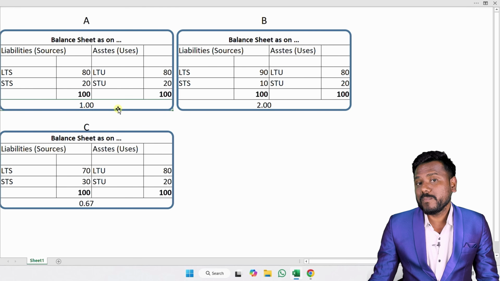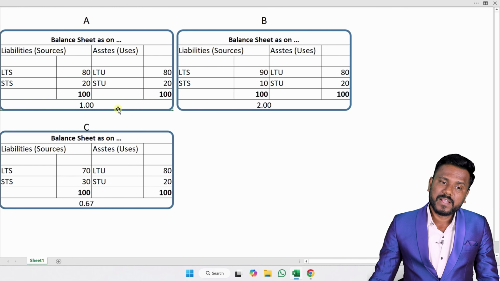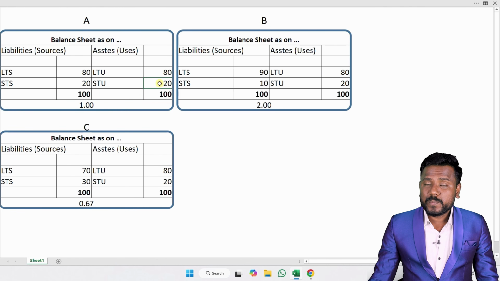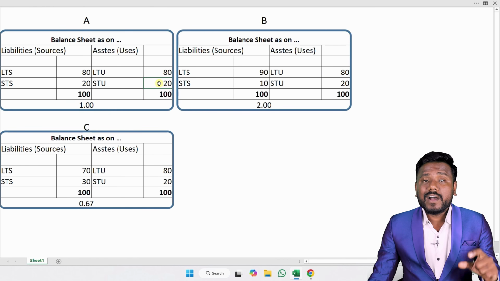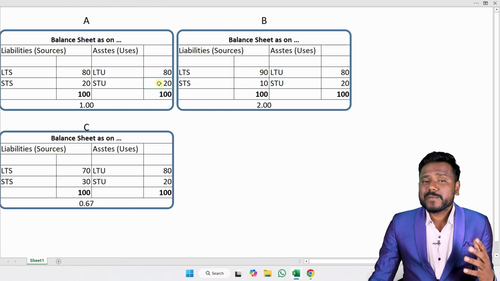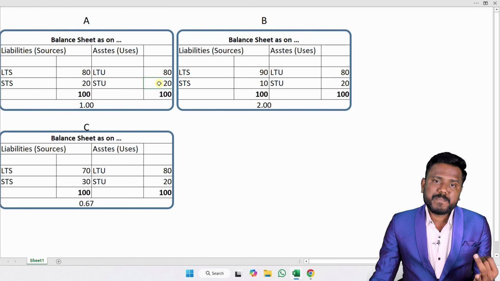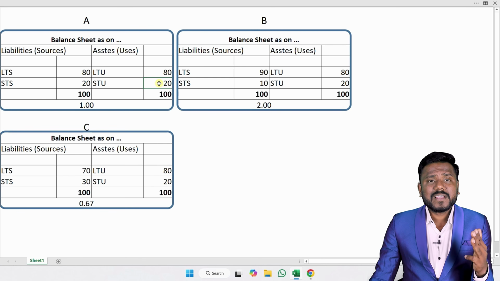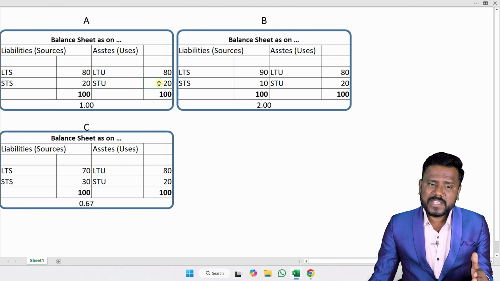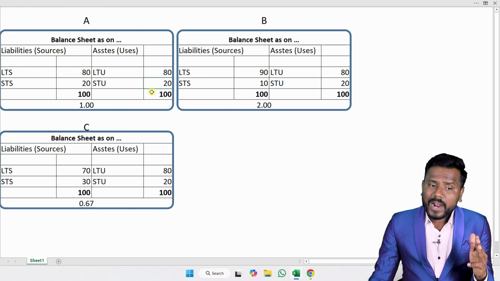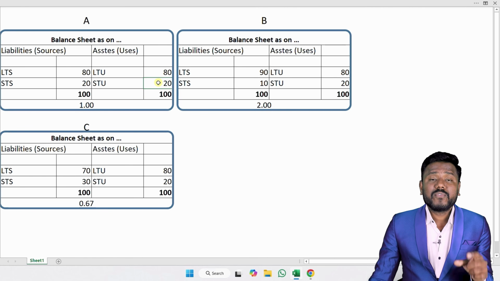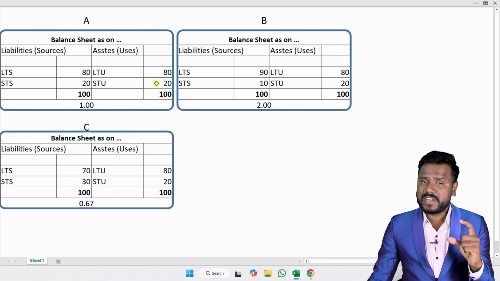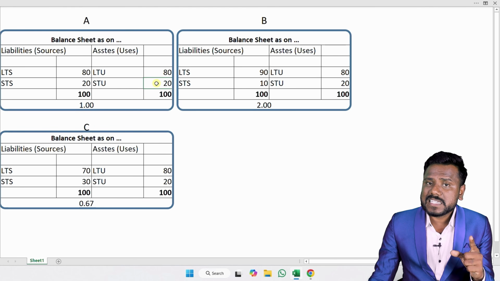But there can be a problem, as we discussed already. Out of these 20 rupees, there can be inventory. So what do short-term uses mean? The cash, bank balance, debtor balance and inventory. The remaining 3 can convert into liquid cash immediately, so you can pay. But what if, out of this 20, a large portion is inventory? This company will be in trouble.